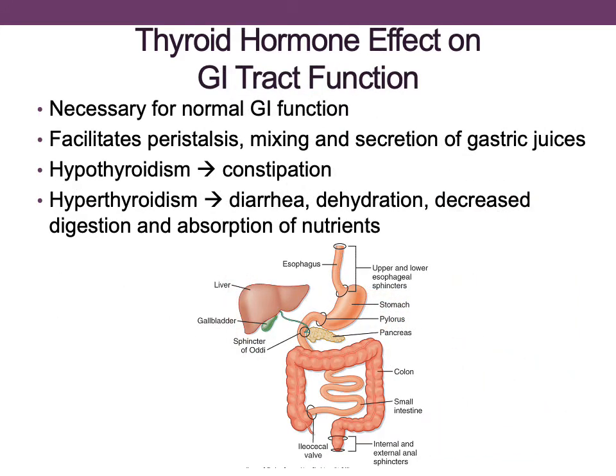Thyroid hormone effects on the GI tract function. Thyroid hormone is necessary for normal GI function. It facilitates peristalsis, the mixing and secretion of gastric juices. It's just necessary. However, in the case of hypothyroidism, it can lead to constipation because things will slow down. And in the case of hyperthyroidism, it'll cause diarrhea or dehydration. It decreases digestion and absorption of nutrients because it's forcing the products too fast through the system.